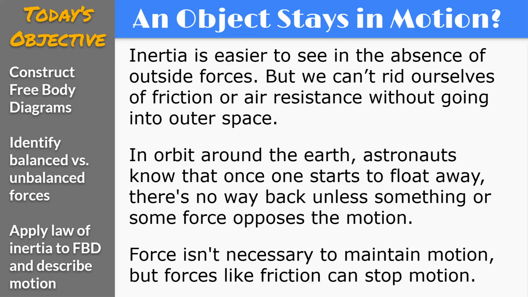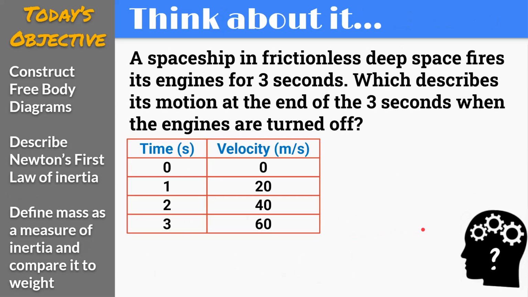So for objects in space, especially, an object in motion will continue moving at a constant velocity forever, theoretically, until something acts on it. That something could be colliding with another object. It could be some other type of external force, if the astronaut throws something. It could be getting too close to the gravitational pull of another planet, okay? So again, unless there's outside forces, things are going to maintain their motion.